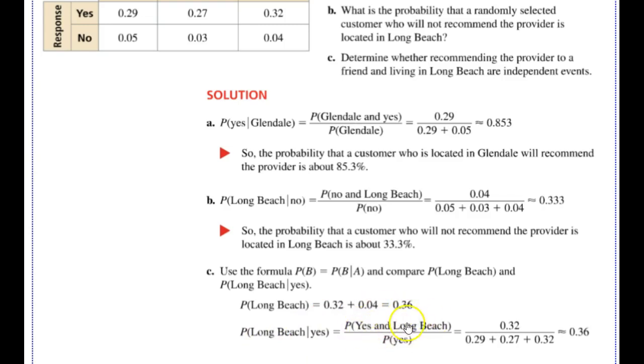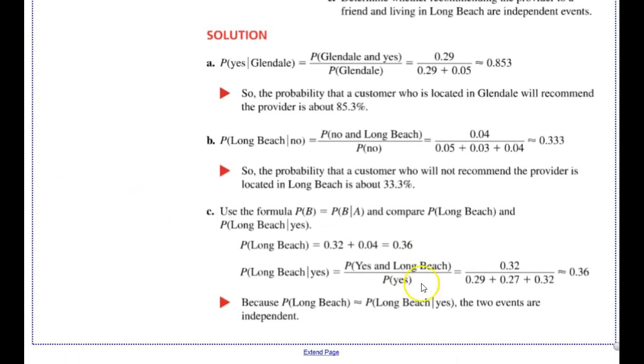So yes and Long Beach divided by the totals of my yeses, because we're looking at are they dependent or independent events. So I've got my 0.32 divided by my totals of my yeses, and I see that my percentages end up the same. Well, approximately the same, close enough. So since those two are approximately the same, yes, they are independent events.